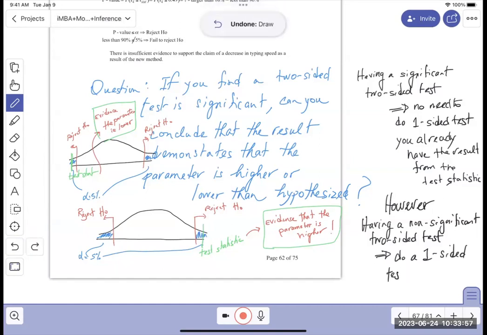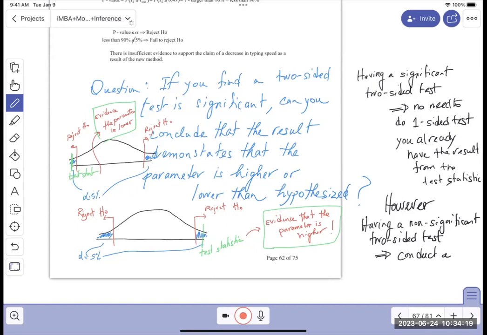Let me just write it like that. If you're really trying to get an answer, did it change? Is it higher or lower? This would be the procedure, right? So you do a two-sided test. And once you've done the two-sided test, you already have the result that it was higher or lower.